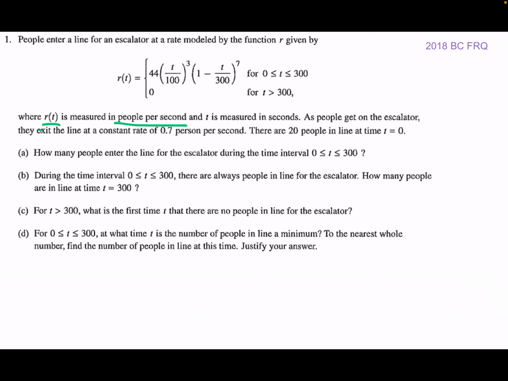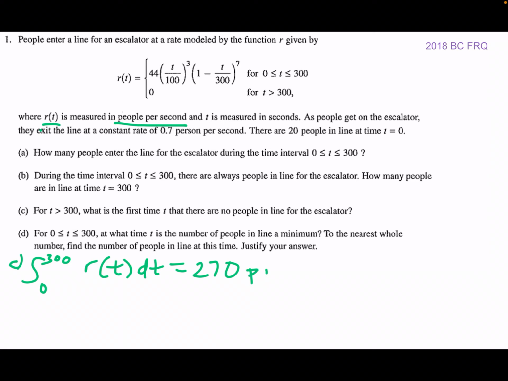R of t is in people per second, so if we just integrate it, we'll get the number of people. So for A, we are setting up the integral, and it's from 0 to 300 of R of t dt, and it asks you to round it to the nearest... oh no, it doesn't. Okay, so you give your answer for that integral. You integrate and you get your 270 people.